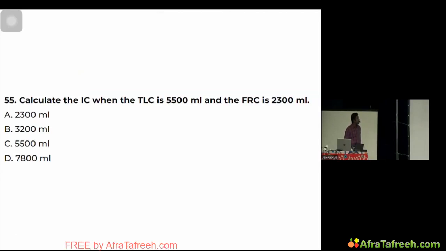TLC is VC plus RV, right? Okay, now what we have here is FRC. So TLC minus FRC is equal to IC, right? So what you are going to get here is 3200 ml.